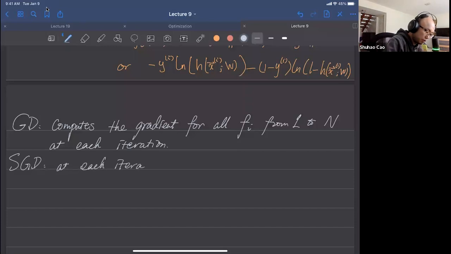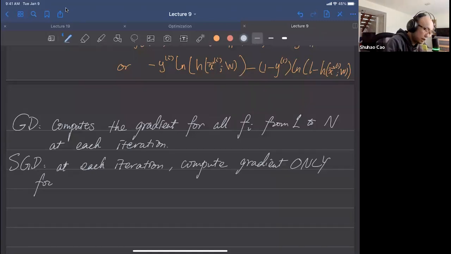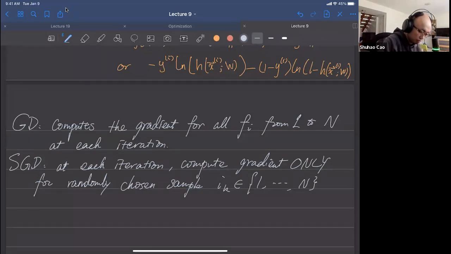So at each iteration, compute the gradient only for a randomly chosen sample, i_k from 1 to capital N.